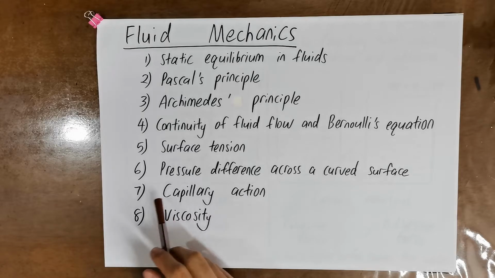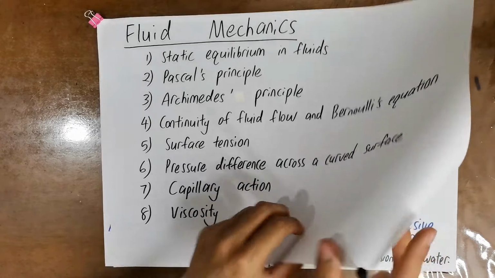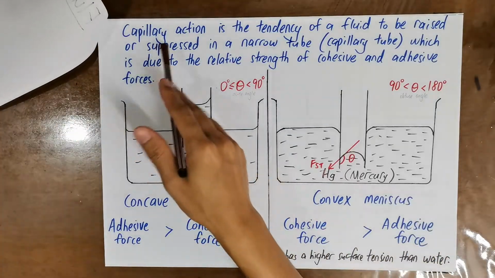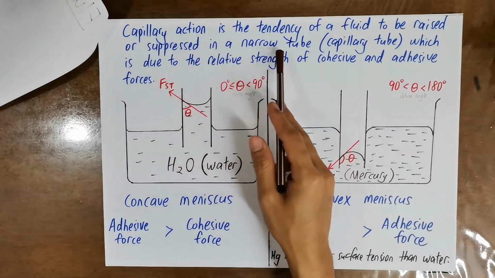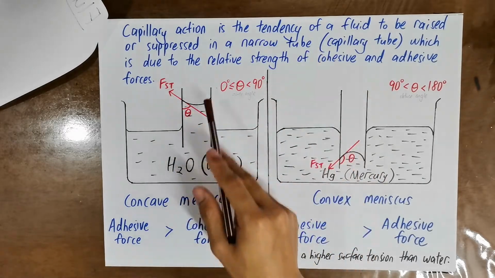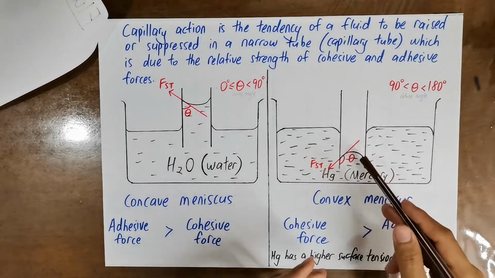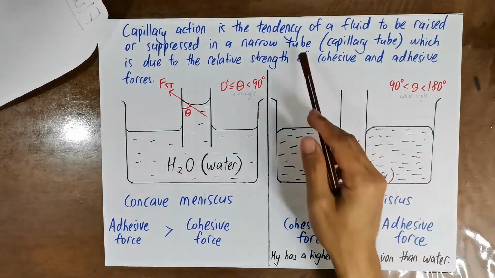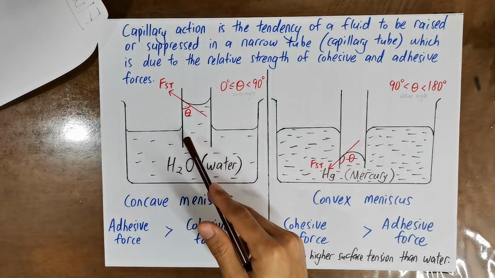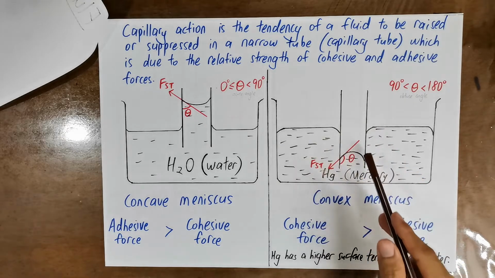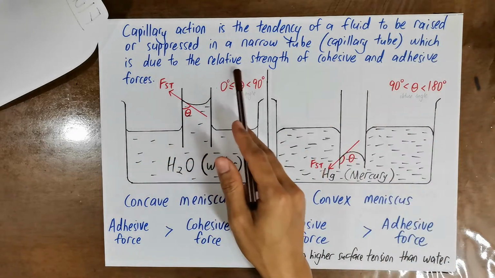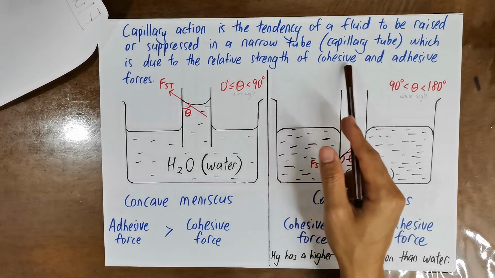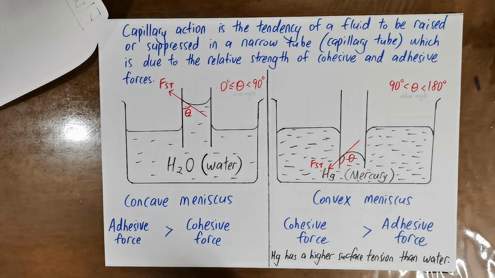Okay, so let's talk about capillary action. Capillary action is the tendency of a fluid to be raised or suppressed in a narrow tube. This is the narrow tube. Of course, I draw it in a way that maybe it's too fat. But this is a capillary tube, a very tiny, very narrow tube, and the effect is due to the relative strength of cohesive and adhesive forces.